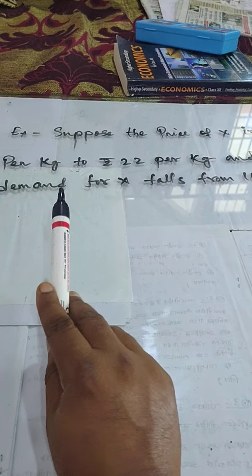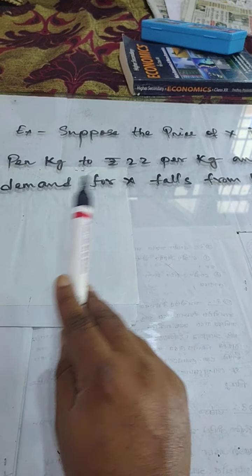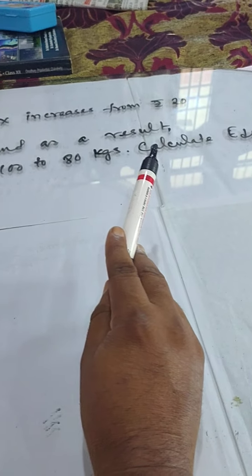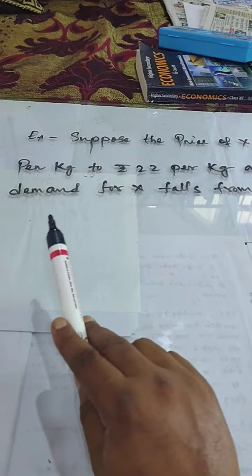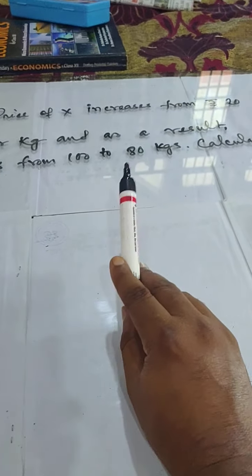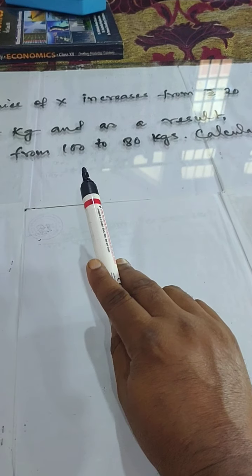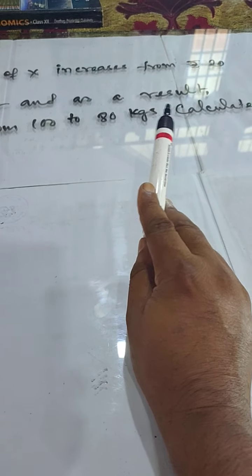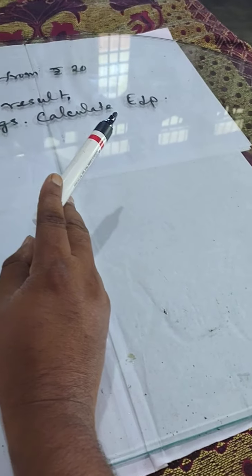The original price was 20, now it is 22, and as a result there will definitely be a fall in demand. So demand for X falls from 100 to 80 kgs. That is, the original amount of demand was 100, now it is 80 kgs due to the increment in the price of the commodity. Now you calculate the price elasticity of demand.